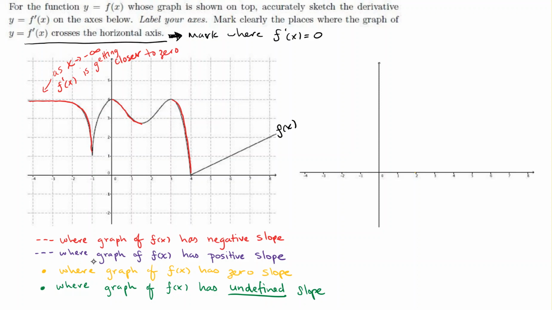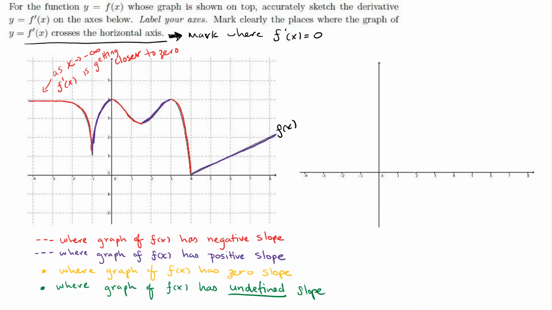Next, let's look at where the graph of f of x has positive slope. Take a few seconds to think what sections of the graph you would shade, in this case purple. We see that the original function is increasing from -1 to 0, increasing again from about 1.5 to 3, and then increasing from 4 out to infinity.